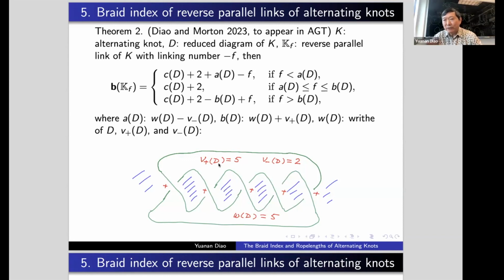Because if I don't double it, I know there are a lot of examples where the alternating knots have a very small braid index, which does not really help me at all.